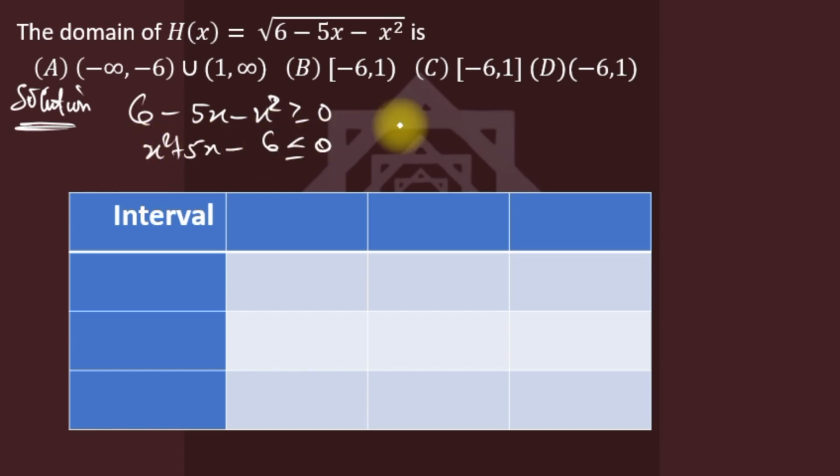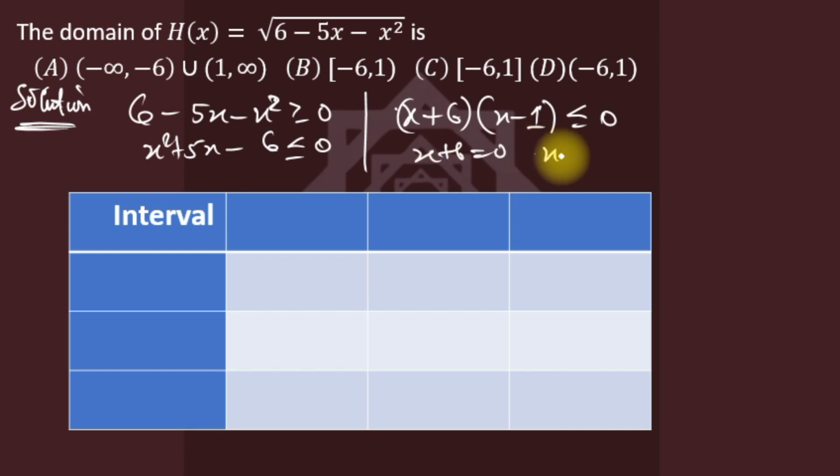So let's solve this. We factor it as x plus 6 times x minus 1. I will equate x plus 6 equal to 0 and x minus 1 equal to 0. So x is minus 6 and x is 1. With that, let's generate our intervals.